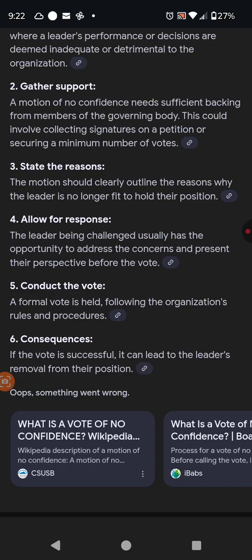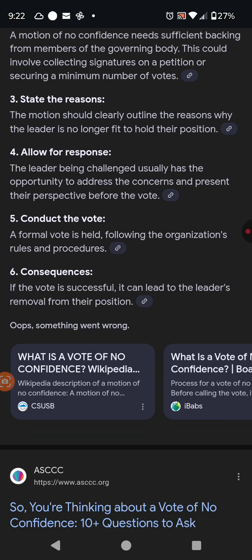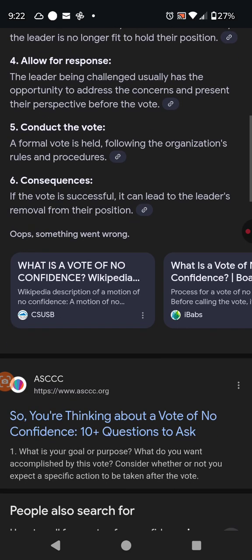State the reasons. The motion should clearly outline the reasons why the leader is no longer fit to hold their position. Allow for the response. The leader being challenged usually has the opportunity to address the concerns and present their perspective before the vote. Conduct the vote. A formal vote is held following the organization's rules and procedures. Consequences. If the vote is successful, it can lead to the leader's removal from their position.